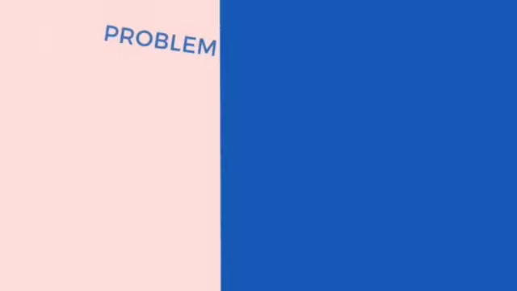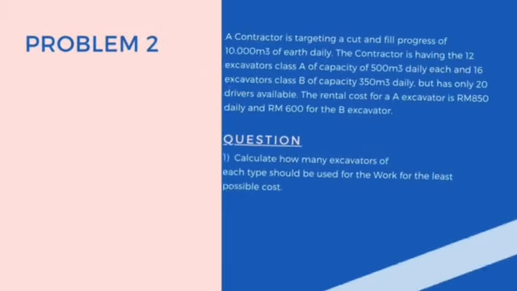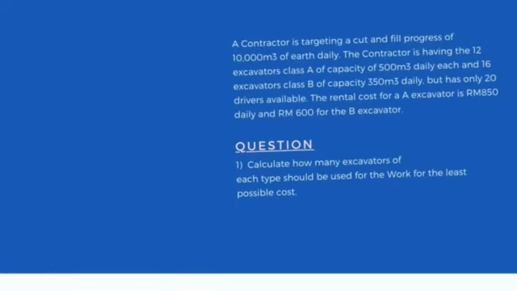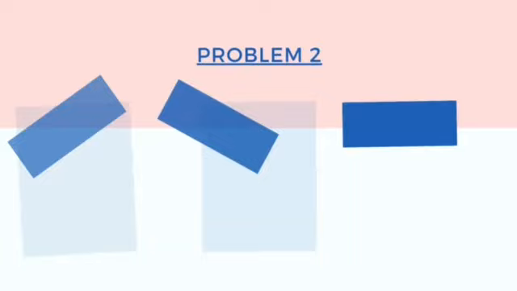A contractor is targeting a cut and fill progress of 10,000 meter cube of earth daily. The contractor is having 12 excavator class A of capacity 500 meter cube daily and 16 excavator class B of capacity 350 meter cube daily, but has only 20 driver available. The cost for A excavator is 850 daily and for excavator B is 600 daily. Now we have to calculate how many excavator of each type should be used for the work for the least possible cost.